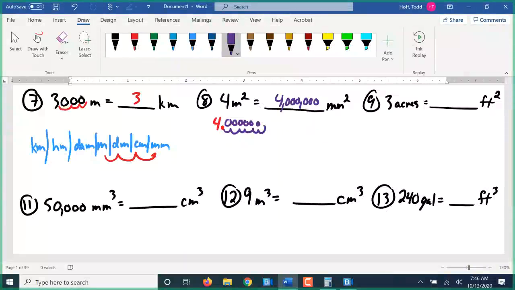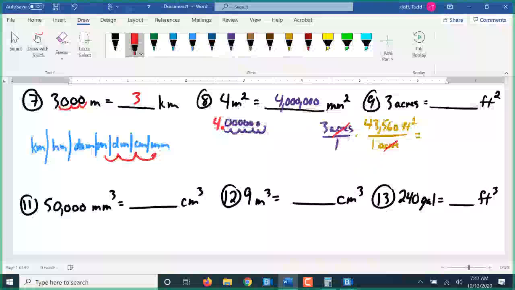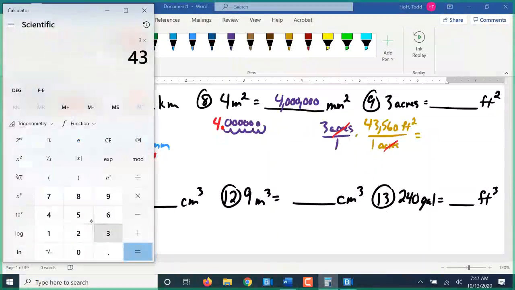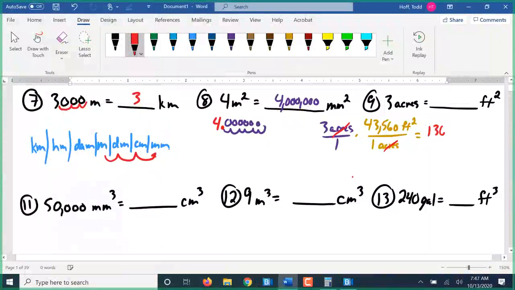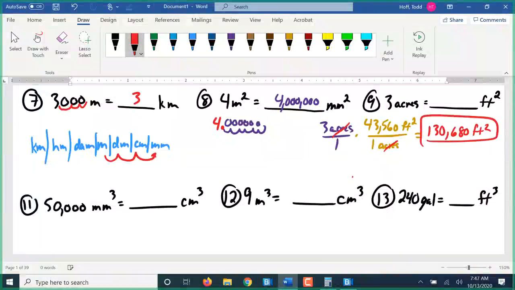Number 9, 3 acres going into square feet. We put 3 acres over 1. Acres on bottom, so they cancel out. 1 acre is 43,560 square feet. So the acres cancel out. That's going to be 3 times 43,560, which is 130,680 square feet. 1 times 1 is 1, so that is just 130,680 square feet.